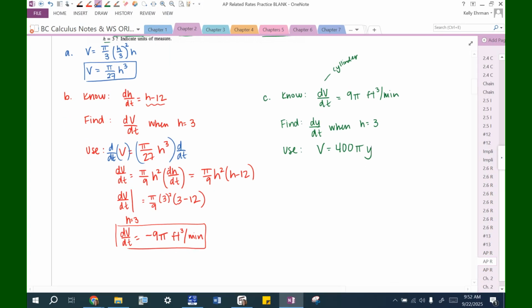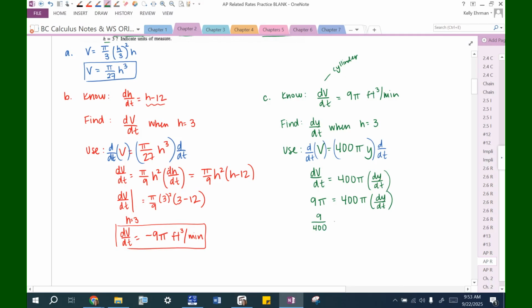So then when I take the derivative with respect to t of both sides of this equation, I'll make this dV/dt. The derivative of 400 pi y is 400 pi. And then I need the chain rule, so times dy/dt. And again, we know dV/dt when h equals 3 is positive 9 pi. And I can solve this for dy/dt by dividing by 400 pi. So the pi's will cancel out. I will get 9 over 400.